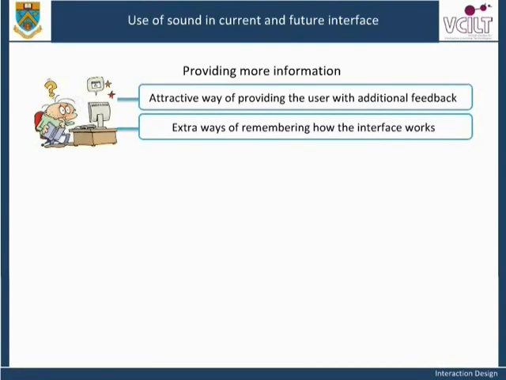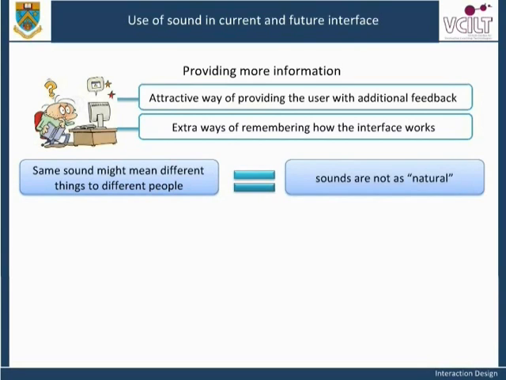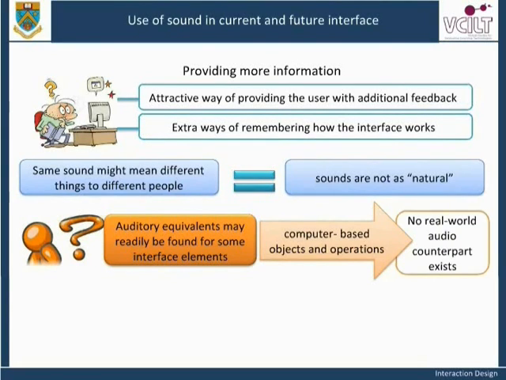One is that the same sound might mean different things to different people, so the sounds are not as natural as they first seem. Another problem is that while auditory equivalents may readily be found for some interface elements, there are a great many computer-based objects and operations for which no real-world audio counterpart exists.